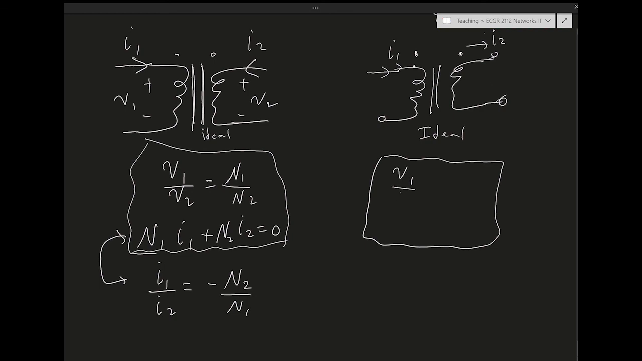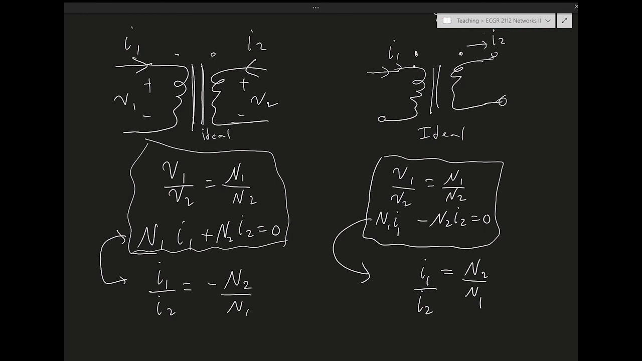So we end up with V1 being the same, V1 over V2 equals N1 over N2. And here I have N1 I1, and I just flip the sign of I2. So I end up with minus N2 I2 equals 0, and I can rewrite this as N1 I1 equals N2 I2. I take I2 to the other side, so I1 over I2 equals N2 over N1. Those two ways of expressing the VI relationships are valid, and the only difference is the sign convention. You should always be careful about what the sign convention is when you see a circuit, or when you draw a circuit, or when you try to solve a problem.